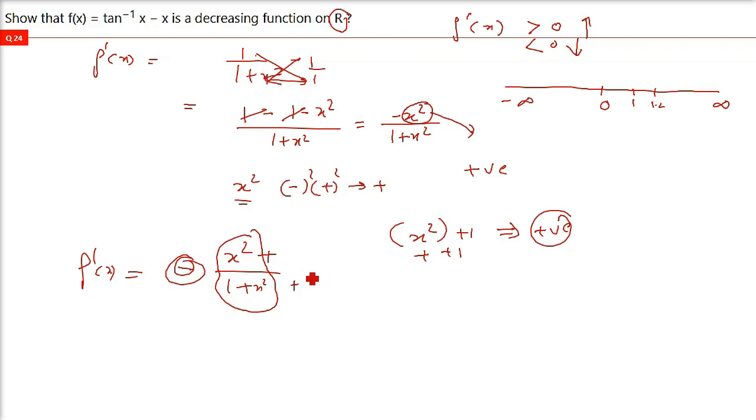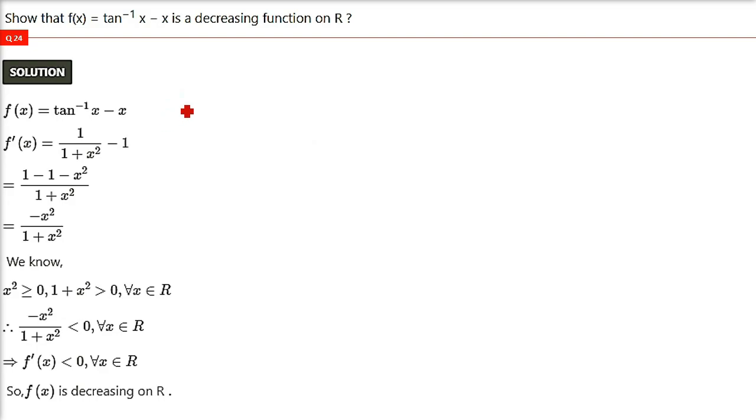Since this becomes negative in any case, it is less than 0, and when f dash x is less than 0, as I told you in the beginning of this question, it is a decreasing function on R. So this decreasing function, let us see how to write it now, because this is logic and writing is most important. So this is how you are going to write. This portion we have proved to be positive, and then you have a negative that will make it negative, that is less than 0. And when it is less than 0, this function is decreasing on the real number R.